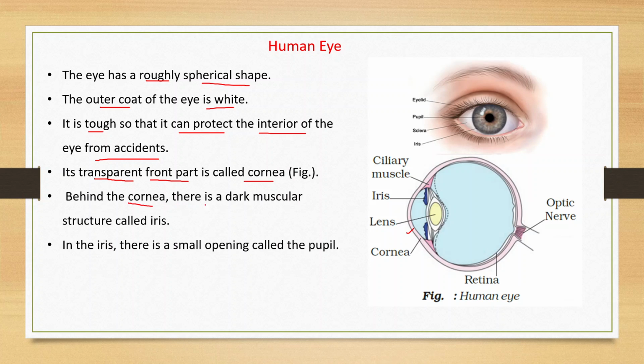Behind the cornea, there is a dark muscular structure called iris. This one. Okay, this is iris, a muscular structure. In the iris, there is a small opening called the pupil. This one. If we see the eye from the front, then this part is called iris, and this part is called pupil. Clear?